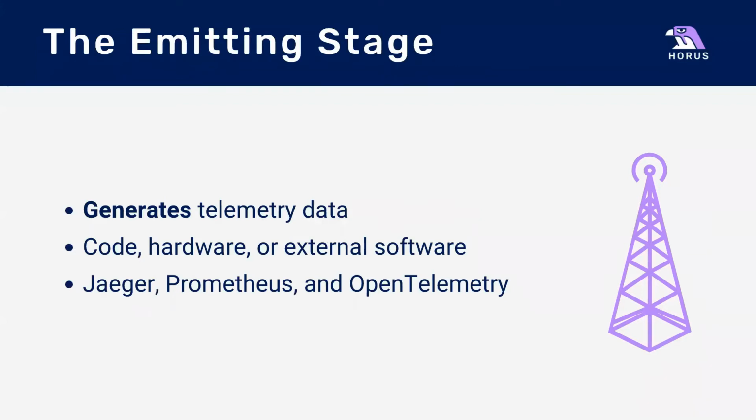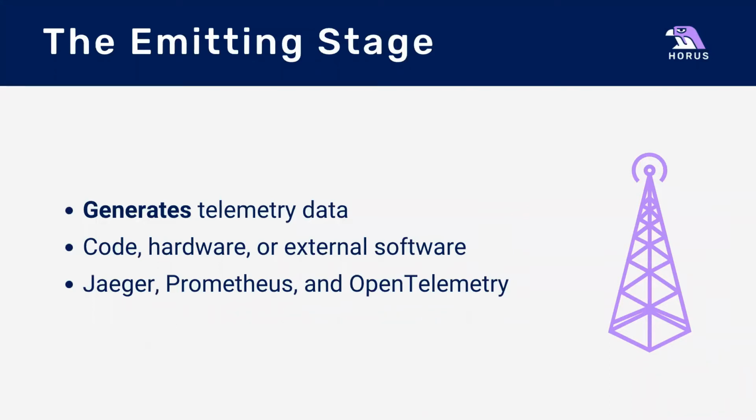So the emitting stage is the first stage in the telemetry pipeline. It's responsible for generating telemetry data in a production application. The types of telemetry that could be generated are typically from three different sources. You have production code, hardware that's running that code, or external software that's being used as an additional service.